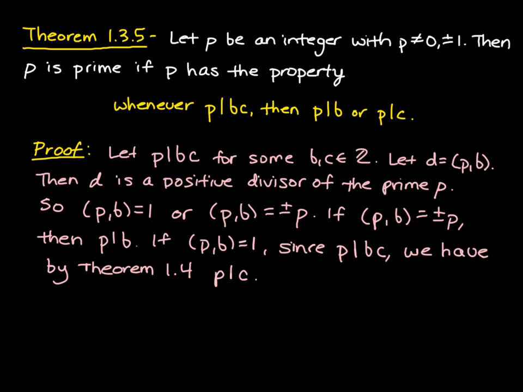So what do we have? We have that in either case, p divides b or p divides c. And so we've shown that if p is a prime number and it divides the product of two integers, it has to divide one of them. Now, the important part to this theorem is the converse. It is also true.